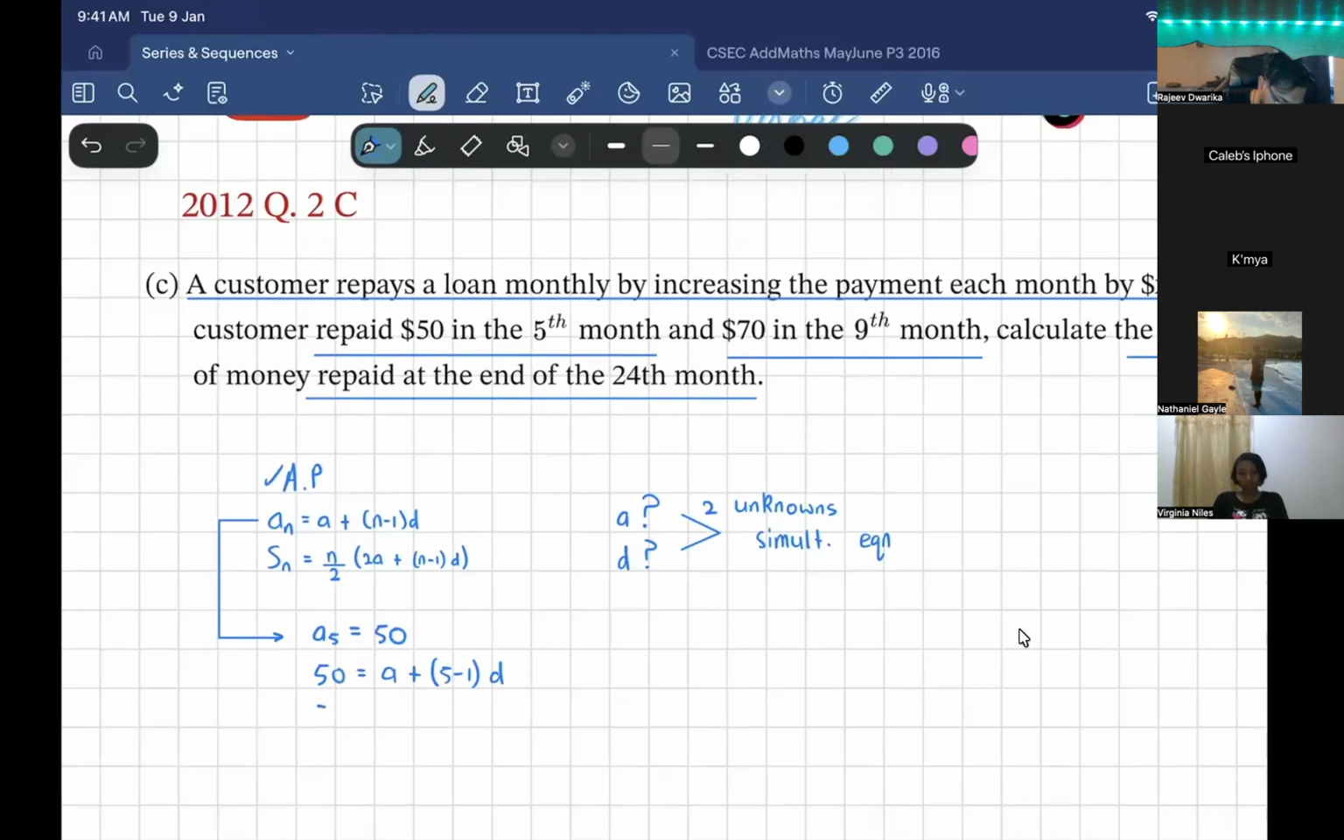I'm going to simplify this, right? So we're going to have A, and what's 5 minus 1? 4. So we end up with A plus 4D. This is one equation. I want you now to help me find the other equation. Walk me through that. Okay, so now we find an equation for the 9th term. So it'll be A9 equals A plus 9 minus 1 D.